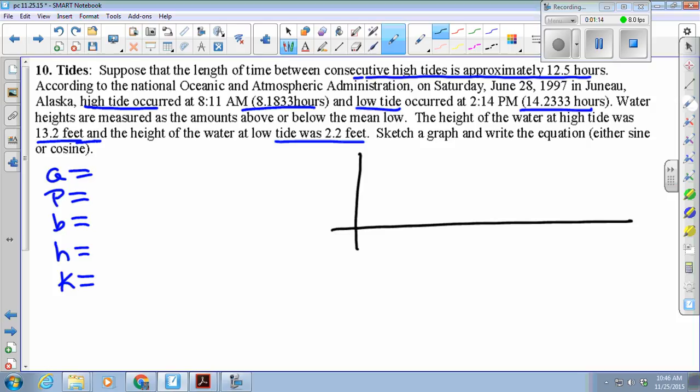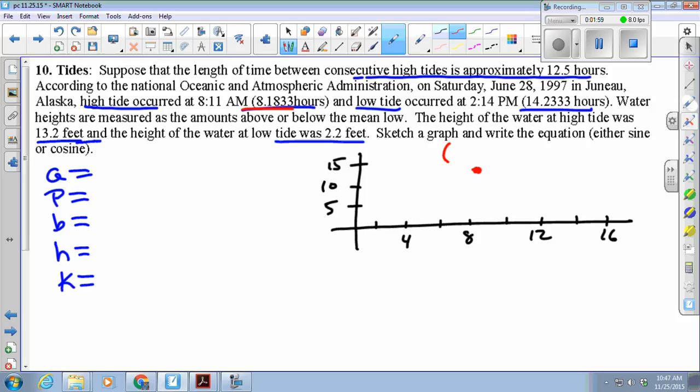So let's go ahead and mark this something like this: 2, 4, 6, 8, 10, 12, 14, 16. Okay, we have a high tide at 13 feet, so let's go 15, 10, and 5, just so we have a visual of it. So high tide occurs at 8.1 hours at 13 feet. So right here is going to be right about there. That's my high tide.